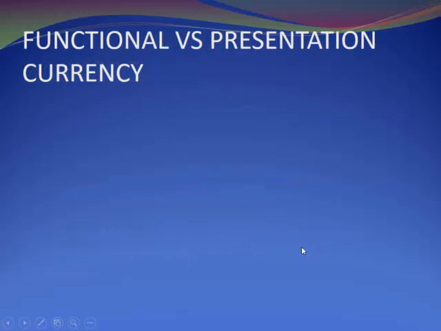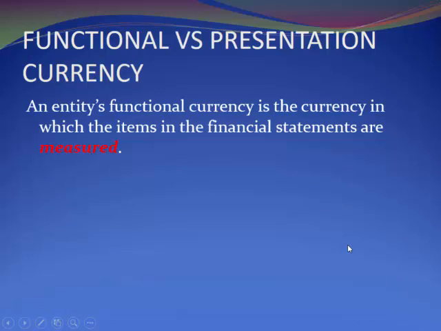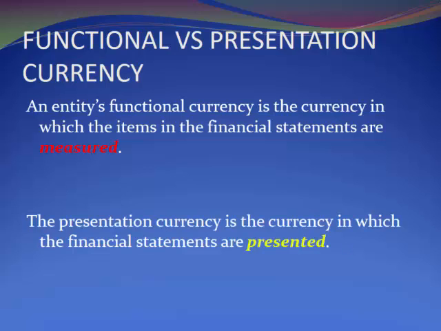It is important that you know the difference between a functional and a presentation currency. An entity's functional currency is the currency in which the items in the financial statements are measured. Now, an entity does not have a choice in respect of its functional currency. All the items in the financial statements must be measured in the currency of the entity's primary economic environment. In other words, in that environment where you are doing your business, the currency which is relevant there is the one that you will use as your functional currency.